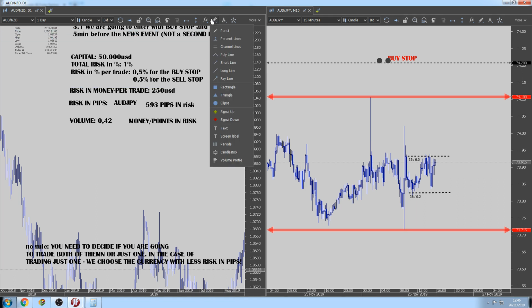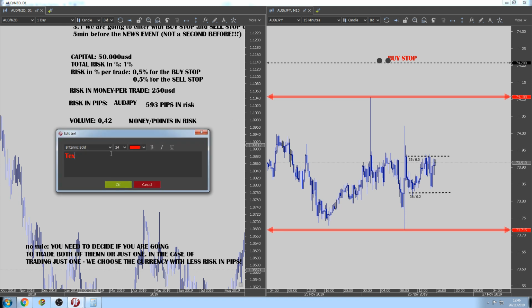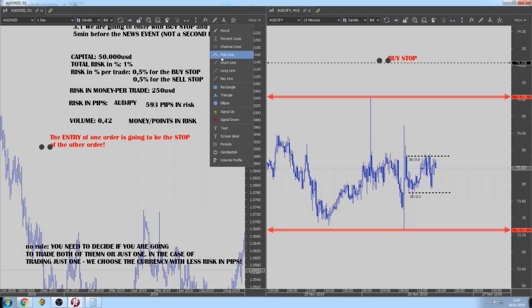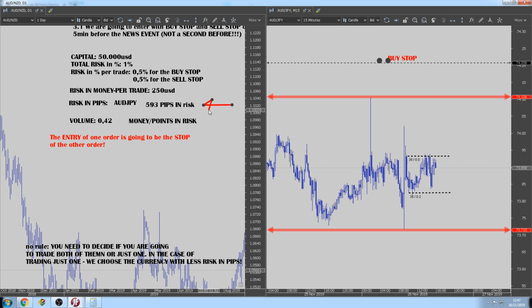Okay, so this is the straddle, everybody. Write this down. The entry of one order is going to be the stop of the other order, because we need to protect ourselves. Okay, remember, when we were calculating the risk in pips, we added 200 pipettes or 20 pips.